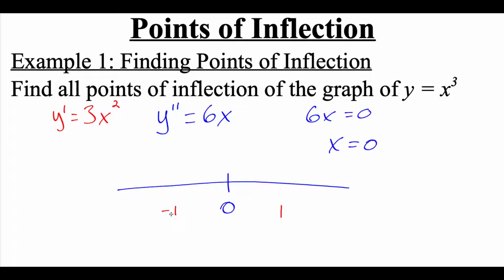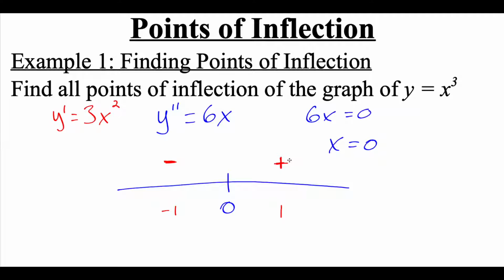So I'm going to take this -1 and plug it into my second derivative. If I plug in -1 for the x, I get -6. The answer itself doesn't matter. The only thing we really care about is the sign. We got a negative answer, so that's a negative interval. On the right-hand side, if I plug in +1, then I get +6. That's a positive answer, so this is a positive interval.